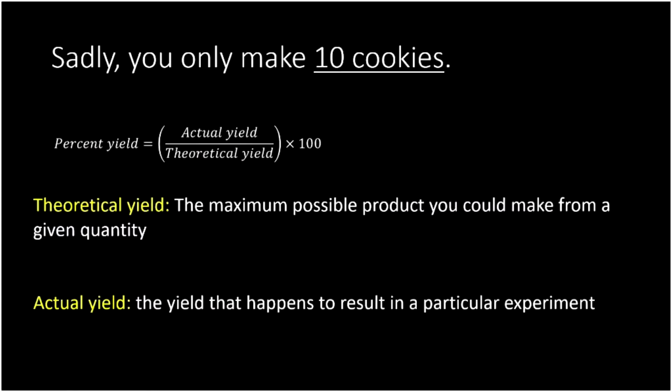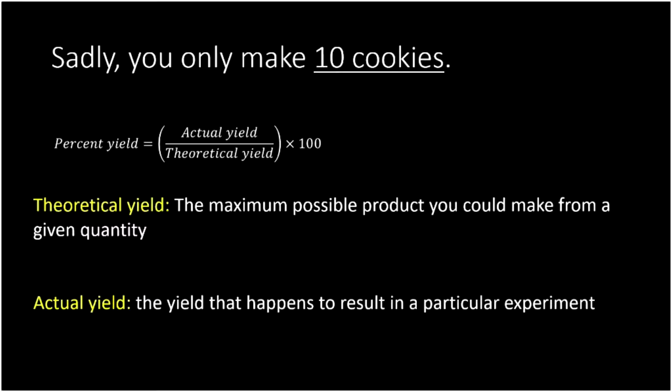Theoretical yield is the maximum possible product you could make from a given quantity. So our theoretical yield in this case was our 12 cookies. It's basically what the recipe says we should be able to make. Now, the actual yield is the yield that happens as the result of a particular experiment, or in this case, a particular time we went into the kitchen and baked. And we saw this time we only got 10 cookies. So our actual yield will always be less than our theoretical yield. And we're going to talk all about how to identify actual and theoretical yield, and then we'll do a practice problem where we calculate our percent yield.